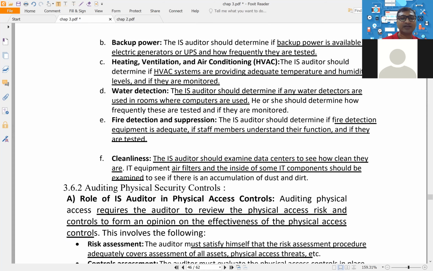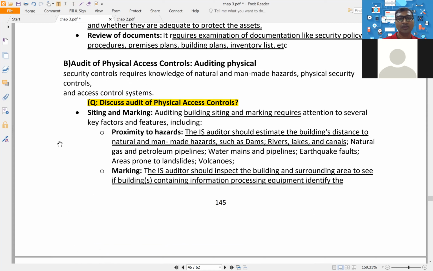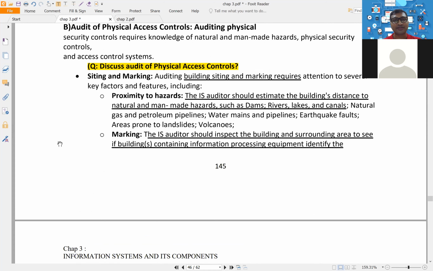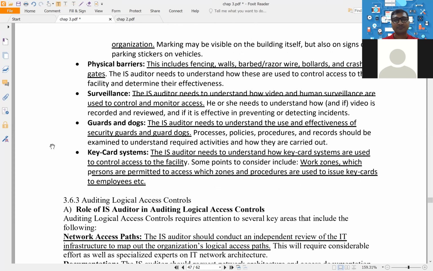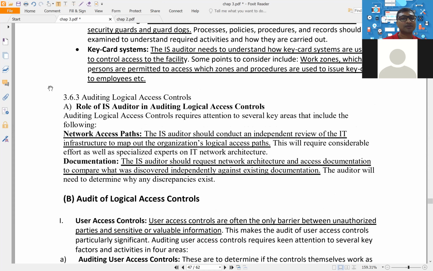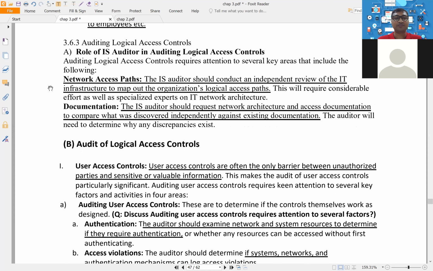Same way for physical security, you can see site and marking. You need to check that the site is not in close proximity to volcanoes, dams, rivers, lakes, canals. Apart from that, you can see physical barriers, walls, doors, bollards. I have given you the explanation of all those things. Surveillance, dogs, key card system, which is nothing but smart card systems. These are very simple. But when it comes to logical access control again, logical access control was big there, and here also logical access control is a little bit big.